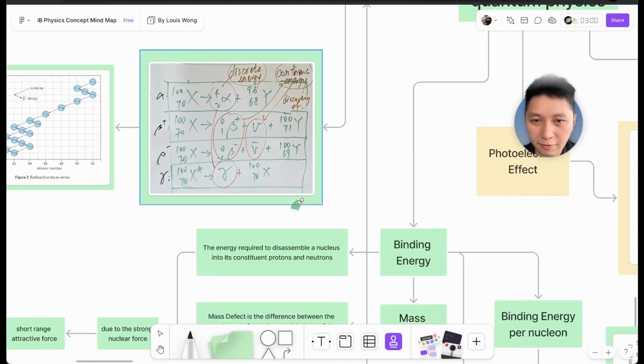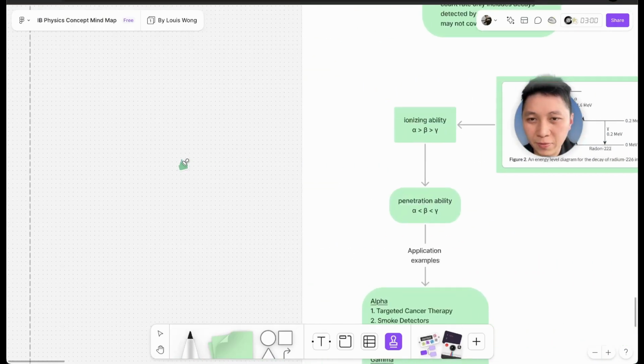Okay, I forgot to put the thumbs. Okay, thumbs. Okay, moving on.